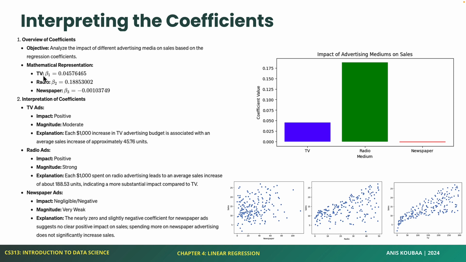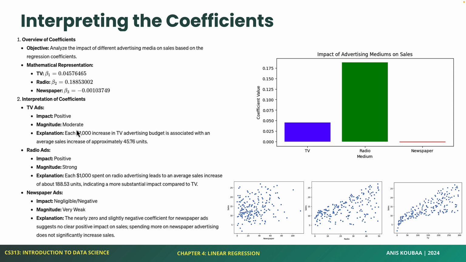Now, how can we analyze these coefficients? So here for the TV, it has a positive impact because you have the plus sign. It means if I spend on the TV, the sales will increase. With a negative impact, if I spend on the budget, the sales will decrease. But it's very negligible for the newspaper because it's very, very small. But if you have a very high negative coefficient, it means that it will decrease the value of the sales.